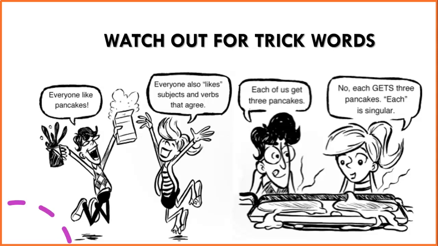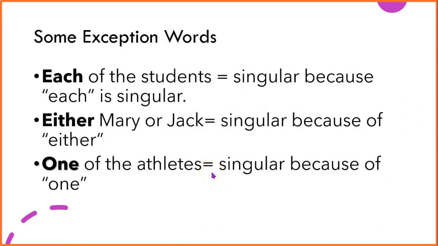And don't forget to watch out for tricky words. Everyone likes pancakes. Everyone also likes subjects and verbs that agree. Each of us get 3 pancakes. No, each of us gets 3 pancakes. Each is singular. So some of the exception words that throw people off are each. Each is singular, so even if it says each of the students and students is plural, each is singular and each is the subject.